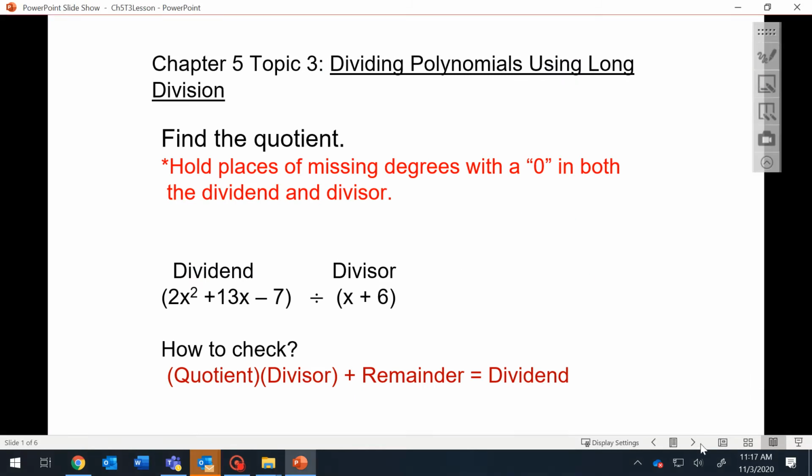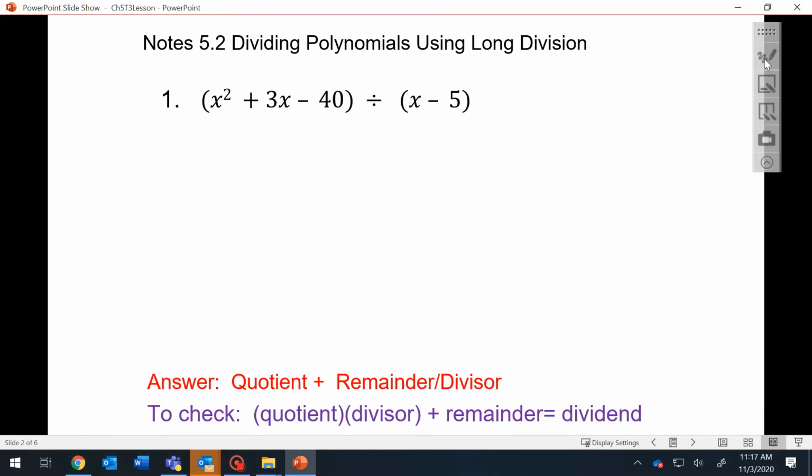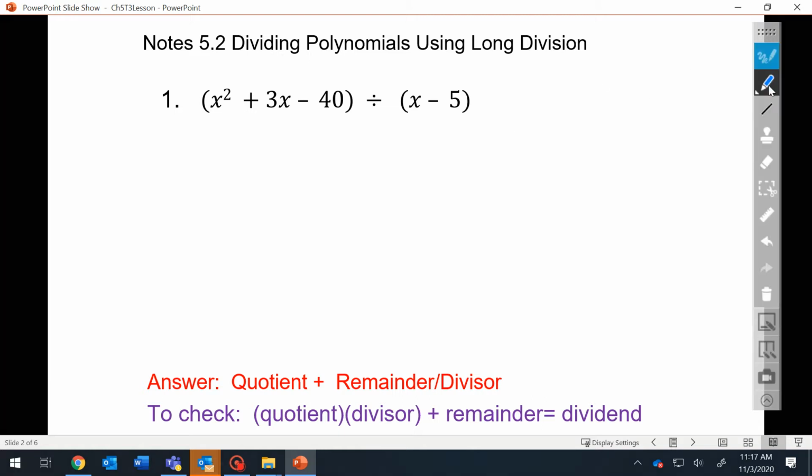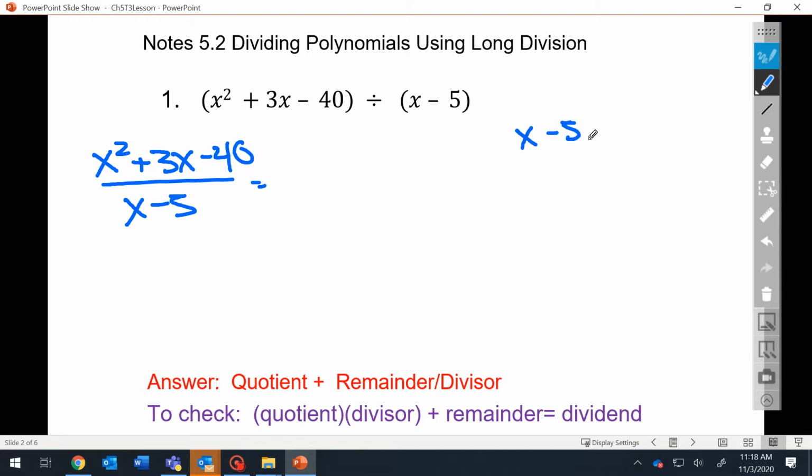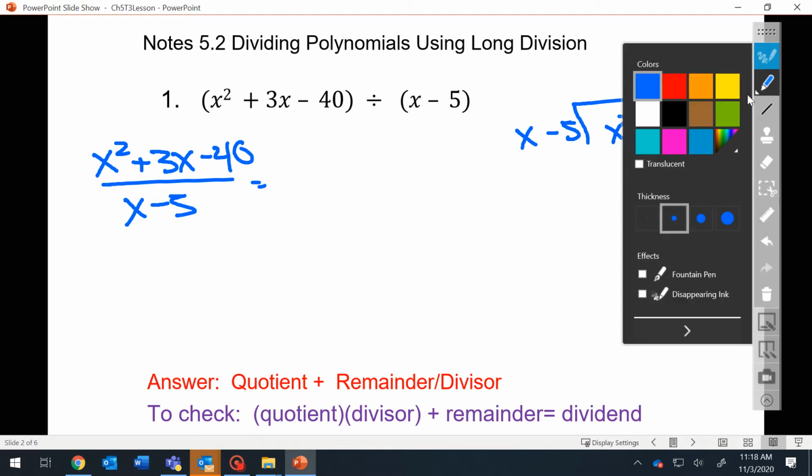So let's take a look at another one. We want to do x squared plus 3x minus 40 divided by x minus 5, which if we wrote it normally would look like this. So let's use long division. We'll do x minus 5 on the outside, x squared plus 3x minus 40 on the inside.